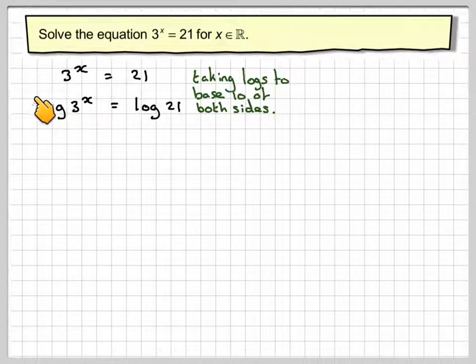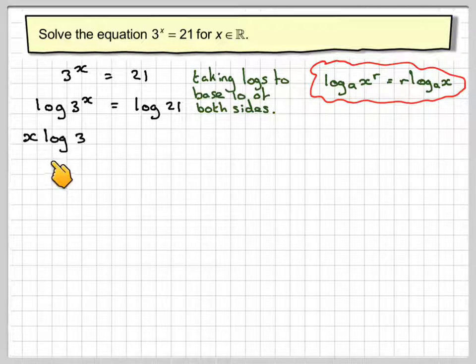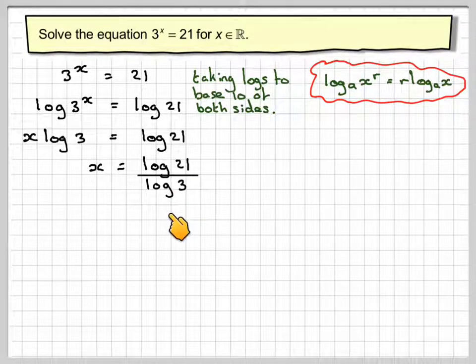Now there's a rule of logarithms we can apply to this side, and it says log to base a of x to the r is r log a of x. So what that basically means is that x I can bring in front of the logarithm. So x log 3 is equal to log 21. So it's x times log 3. So the opposite of multiplying by log 3 is to divide both sides by log 3. So we're going to get that x is equal to log 21 over log 3.